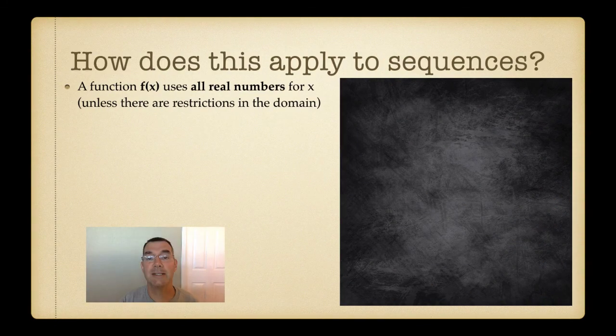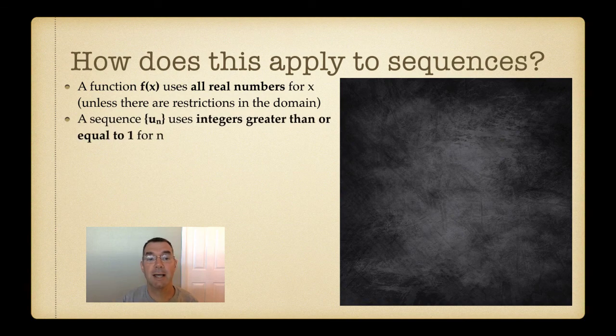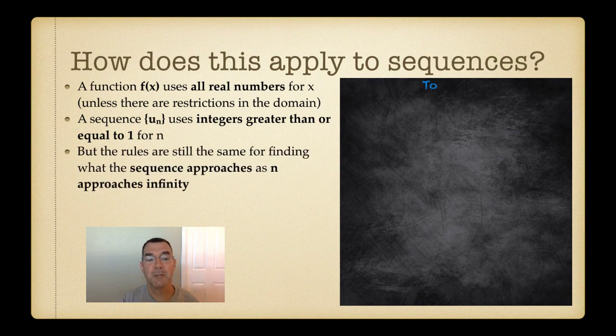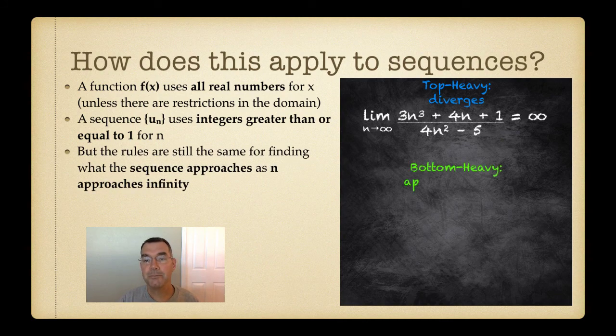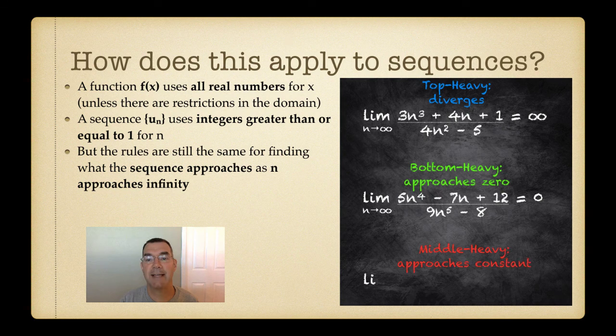So how does this apply to sequences, now that we're talking about sequences instead of functions that are expressions? A sequence behaves the same way, but the sequence uses integers that are greater than or equal to 1 for values of n. So n equals 1 would be the first term in the sequence, n equals 2 would be the second term, and so on. But the rules are still the same. We're using n instead of x, and we're thinking of n as being all positive integers.